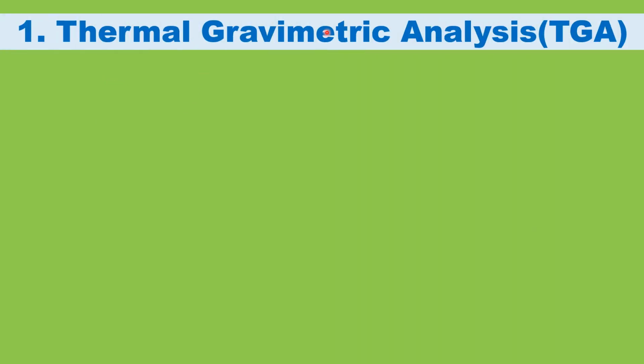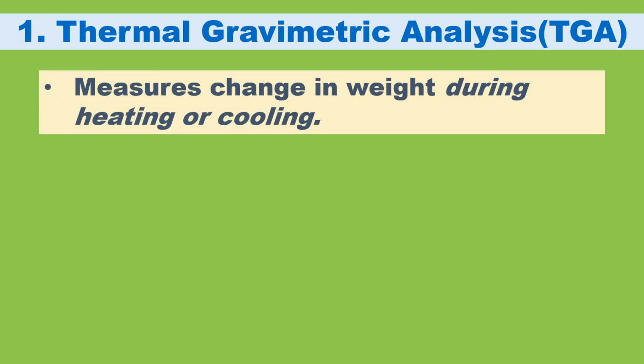What is called thermogravimetric analysis, TGA? It measures a change in weight or mass of a sample when it is heated or cooled. In this technique, we measure change in mass or change in weight of a sample by heating or cooling.